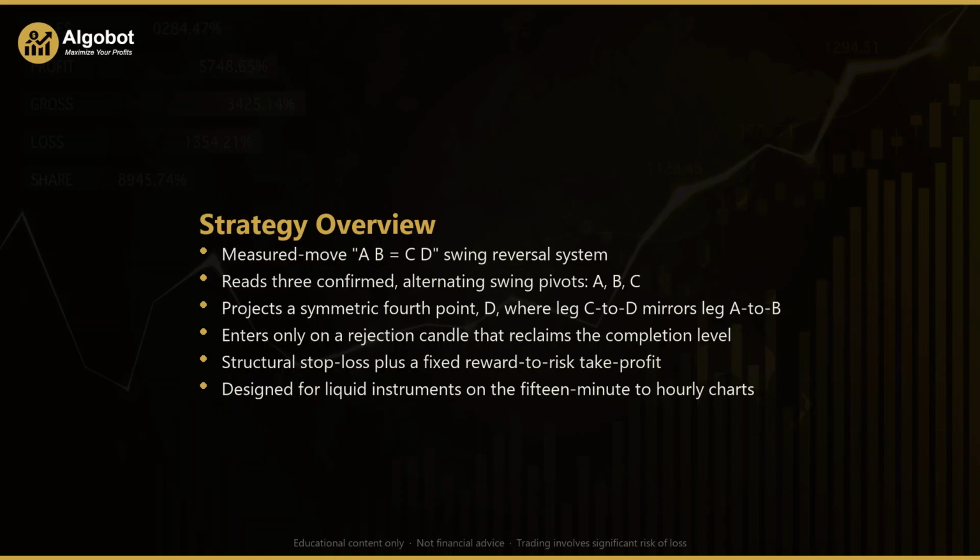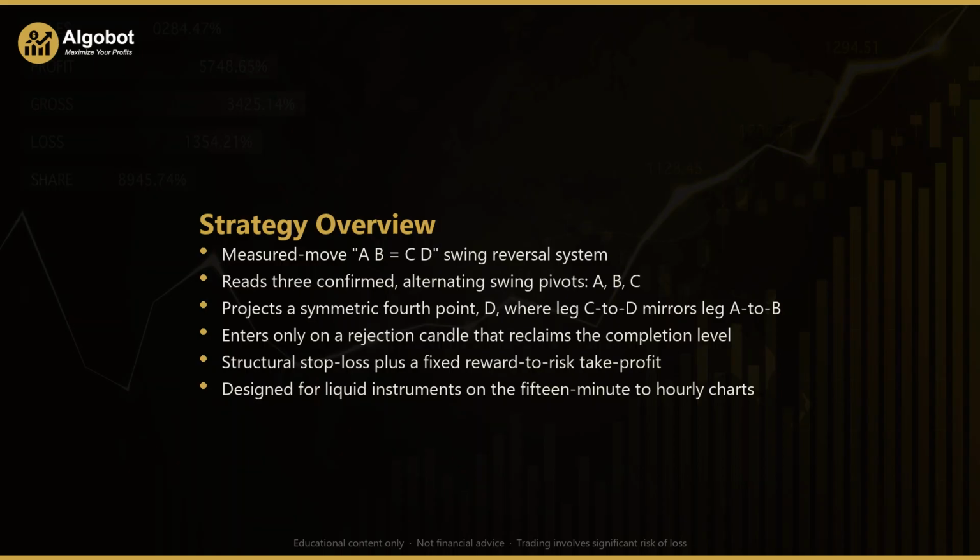From those 3 points, it measures the first leg, from A to B, then checks that the retracement from B to C is healthy, neither too shallow nor too deep. If that structure holds, the strategy projects a fourth point called D, placed so that the second leg, from C to D, mirrors the length of the first leg. In other words, the move is expected to complete symmetrically. Around that projected D level, the strategy arms a completion zone scaled by the average true range, so the window automatically widens or narrows with volatility.